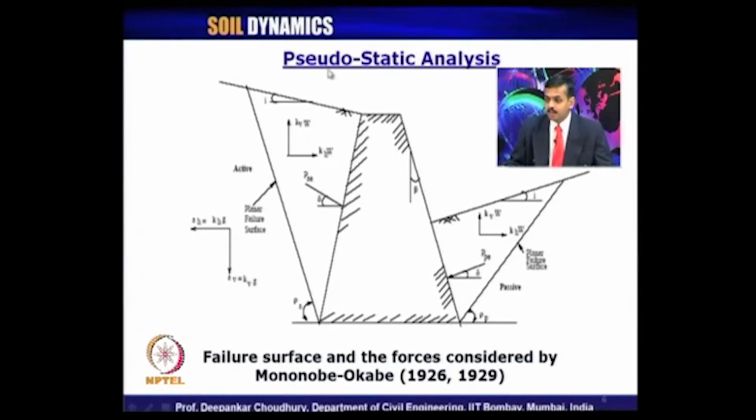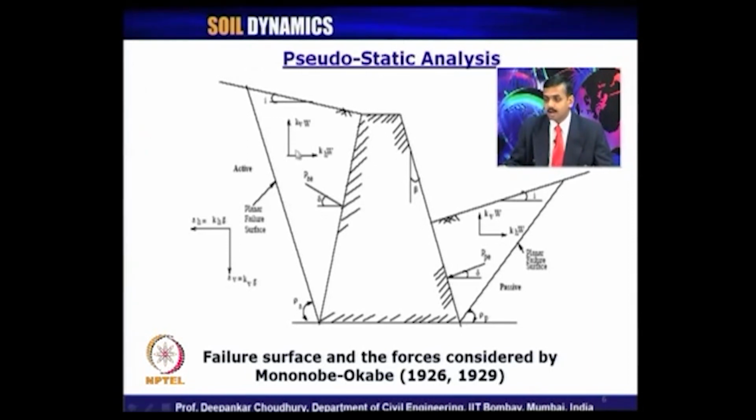Now, as the method suggests, it is a pseudostatic or quasi-static method. So, along with the static forces acting on this failure wedge, we know how to analyze the failure wedge to compute the earth pressure acting on a retaining wall from Coulomb's theory. So, Mononobe-Okabe theory is basically the extension of Coulomb's earth pressure theory to the case of seismic loading.